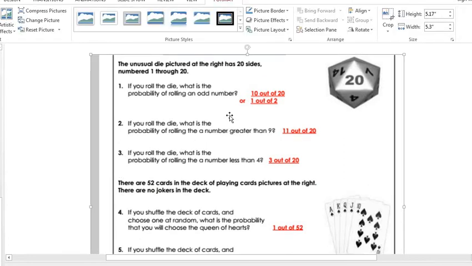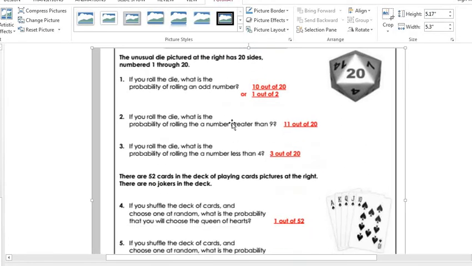Okay, moving to other exercise, the last one. The unusual die pictured at the right of the sheet has 20 sides numbered from 1 to 20. This is an unusual die, okay, a new one. If you roll the die here, what is the probability of rolling an odd number from 1 to 20? What do you think? How many odd numbers? Do you remember the odd numbers first? Of course, yes. 1, 3, 5, 7, 11, and so on.